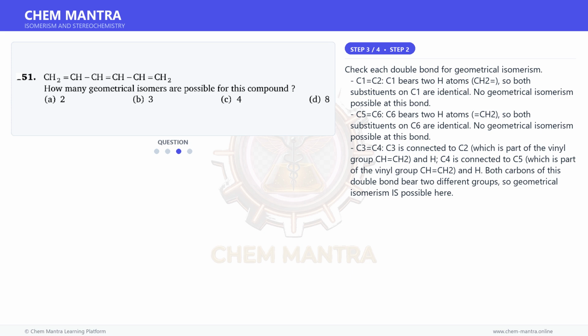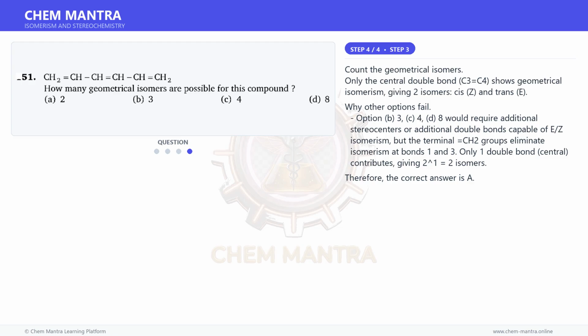C3=C4: C3 is connected to C2, which is part of the vinyl group CH=CH2, and H. C4 is connected to C5, which is part of the vinyl group CH=CH2, and H. Both carbons of this double bond bear two different groups, so geometrical isomerism is possible here.